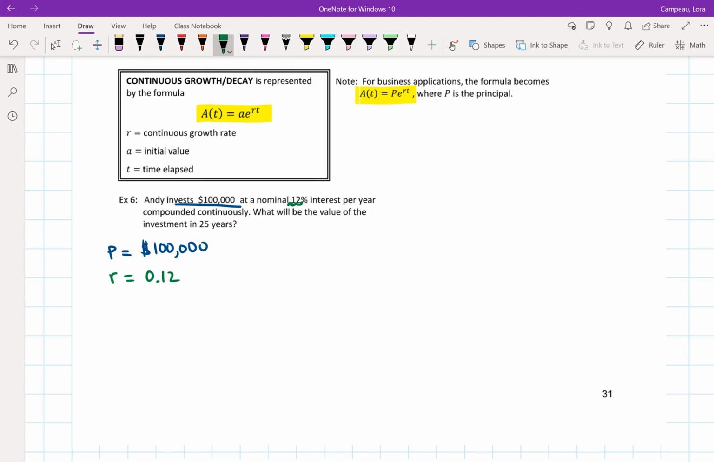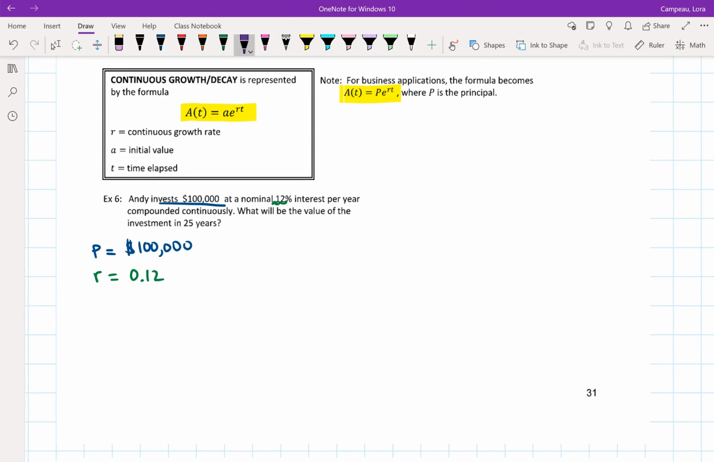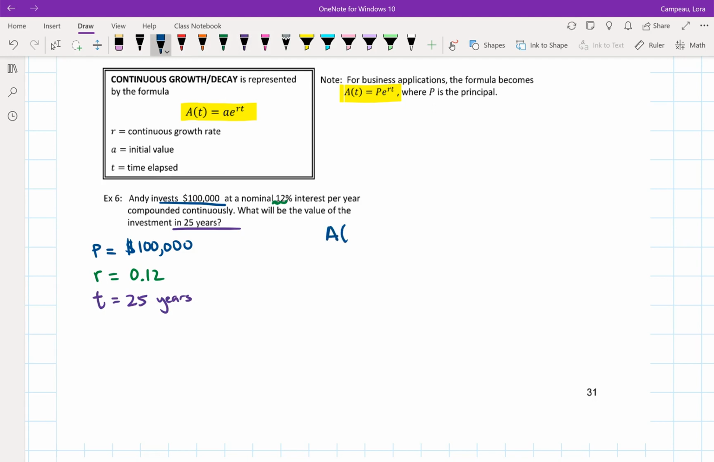So we have P times e to the RT, and the last thing we need to do is identify our time. In our case, they're asking what will be the value of the investment in 25 years. So in 25 years, that gives us T, 25 years. And I want to emphasize the reason why we are using this formula. With the E in it, we have the word compounded continuously. So that's a big heads up to use that.